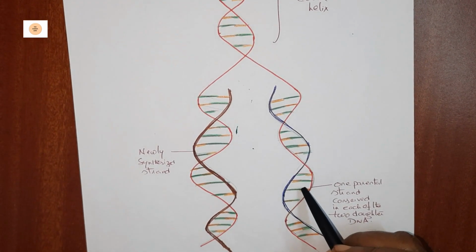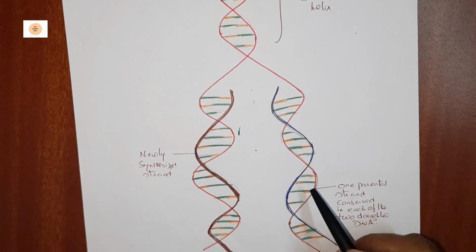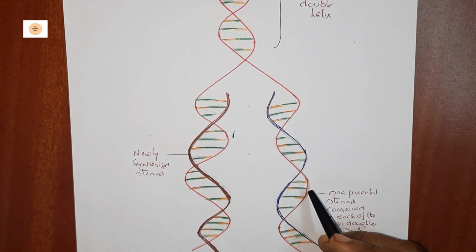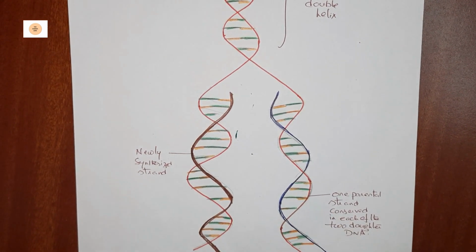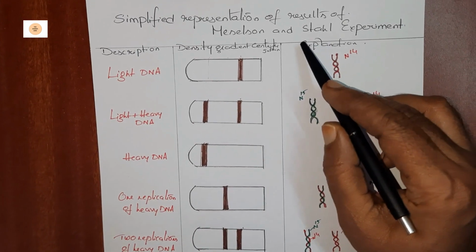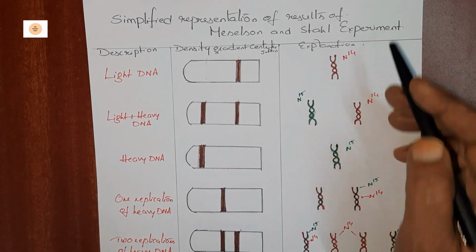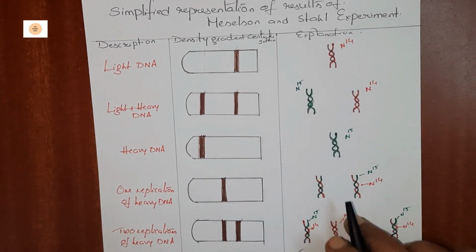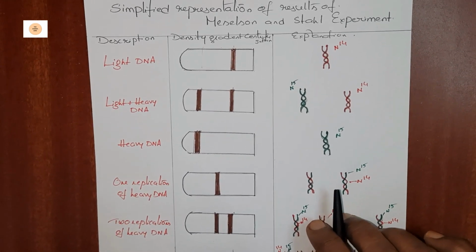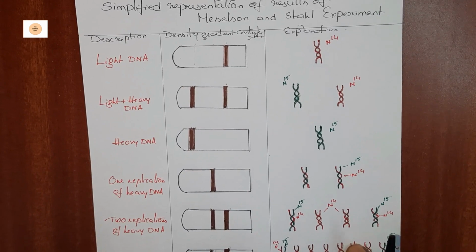This was proposed by Watson and Crick, and the experimental evidence was provided by the Meselson and Stahl experiment. This is the simplified representation of the Meselson and Stahl experiment, which is an experimental proof for the semi-conservative replication of DNA. Here, for our convenience, the strands are shown in different colors.